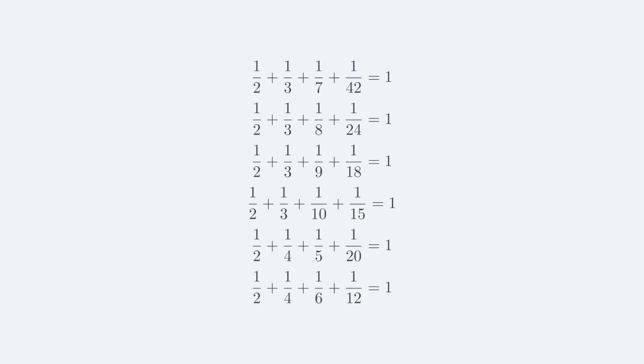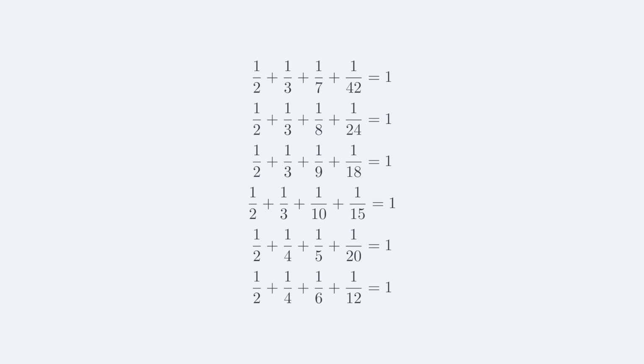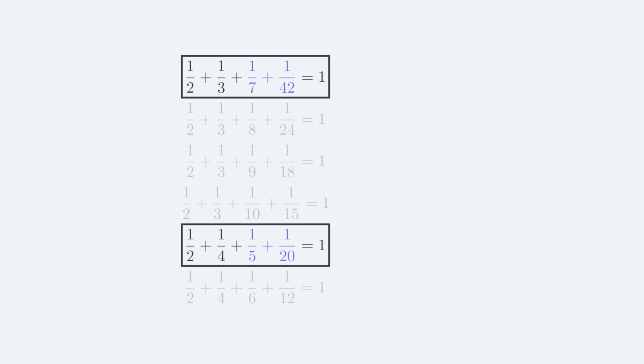At this moment, we are done with the question. Because we proved the n equals 3 and n equals 4 case, we prove that a solution exists for every possible n. But pay attention to the first and the fifth solution. There is actually a shortcut.